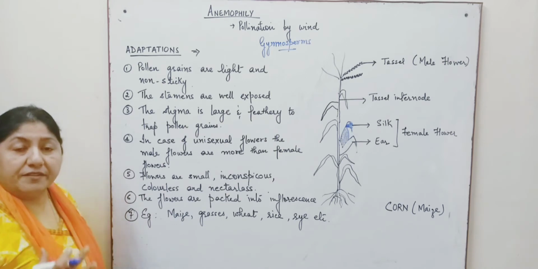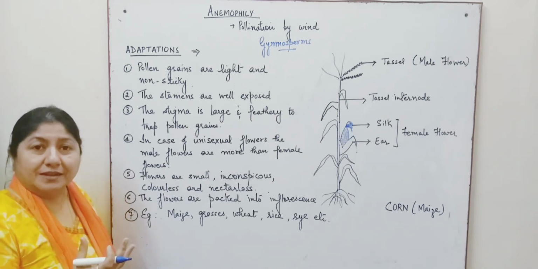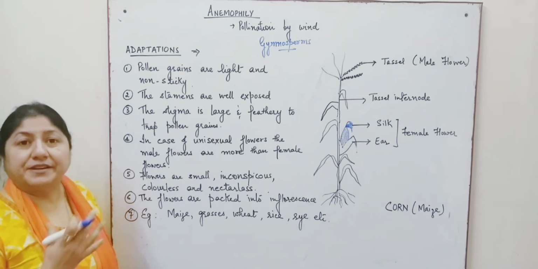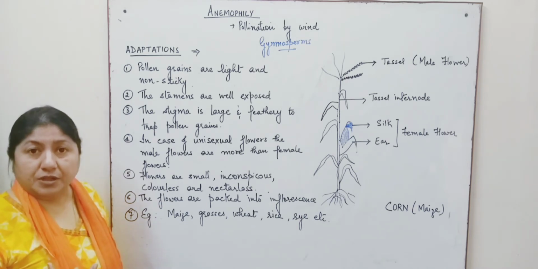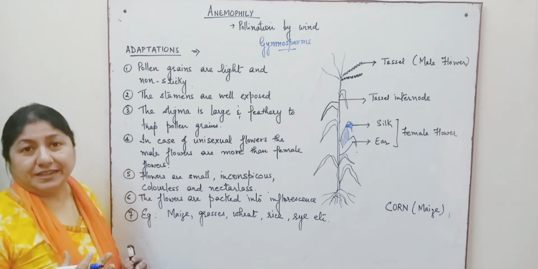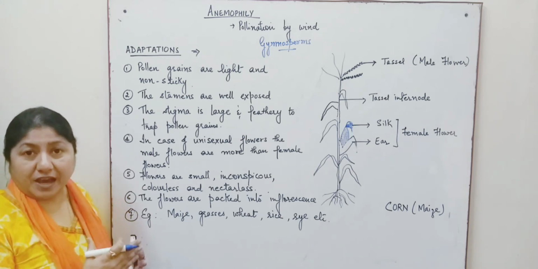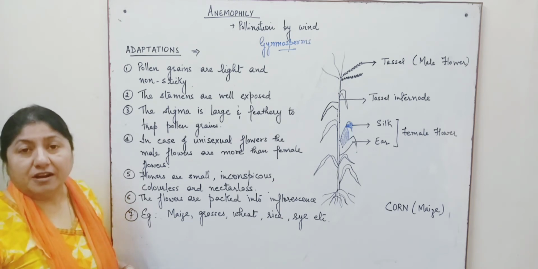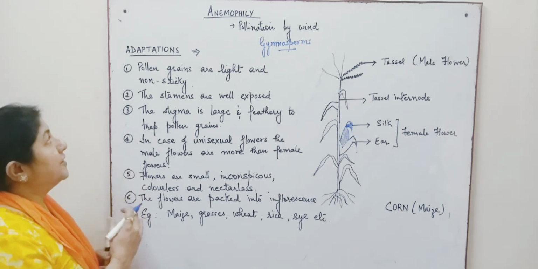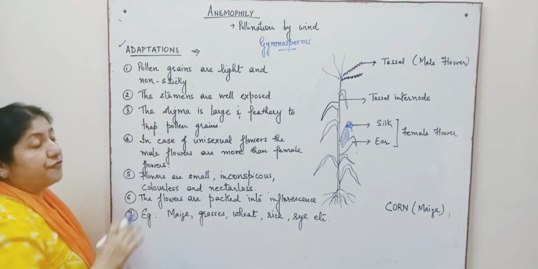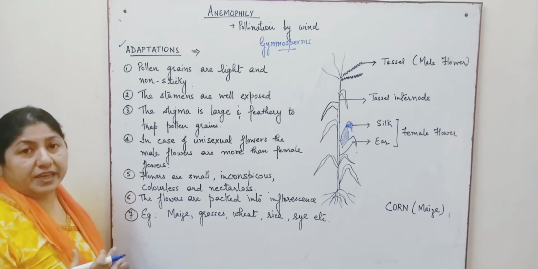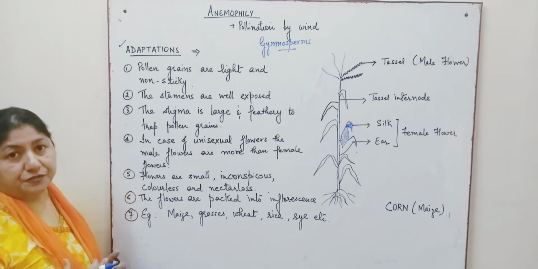Now, when the pollination is to be done, the pollen grains and the stigma interaction is very, very important. So, the pollen grains which need to be carried from the male flower to the female flower have to undergo certain kind of modifications, and these are known as the adaptations. So the wind pollinated plants have undergone slight modification so as to bring about effective fertilization.